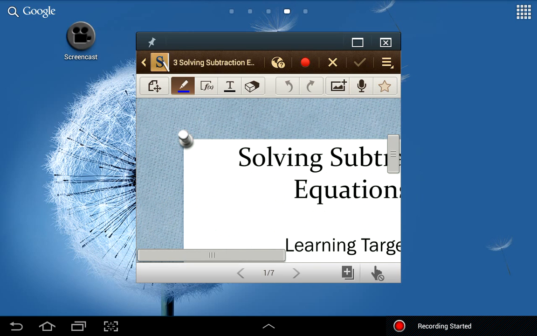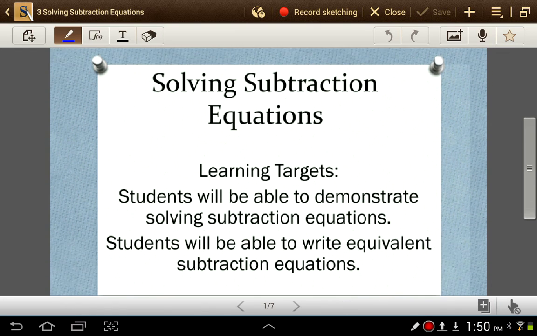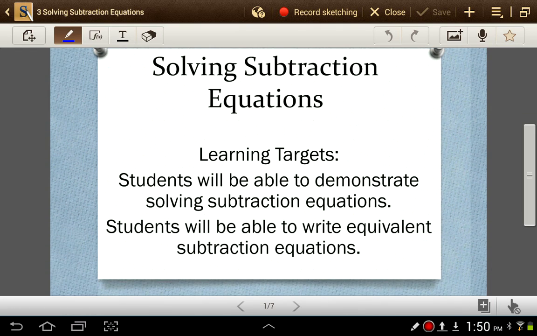Alright guys, here we are with our solving subtraction equations. So today for solving subtraction equations we have two learning targets again, which are the same as yesterday's addition equations. You will be able to demonstrate solving subtraction equations, and then also you will be able to write equivalent subtraction equations. Can you write them in different forms, different equations with different numbers, but representing the same amount?